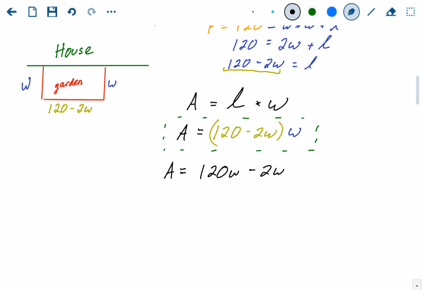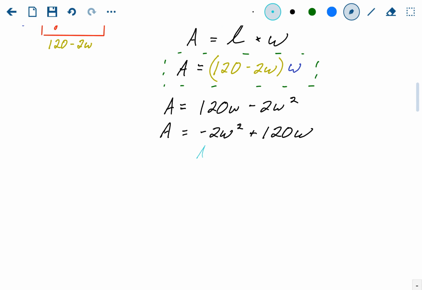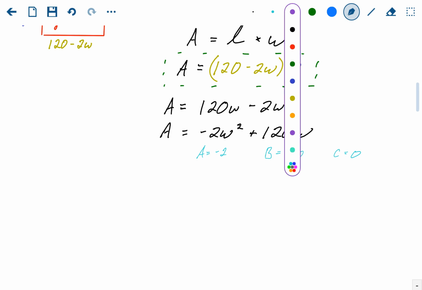So I'm going to distribute the W, 120 times W, 2W times W gives you 120W minus 2W squared. And I'm just going to flip the order of that to put it in standard form. So now it's in standard form. Label what A is, label what B is, label what C is. C is 0. A is -2, B is 120. We need to find the vertex.